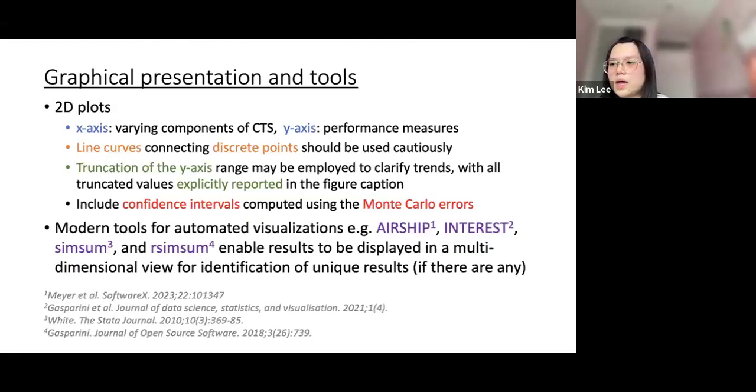For investigations that examine many varying components, it can be hard to identify trends in the data. Modern tools have been proposed for automated visualizations, which may enable results to be displayed in a multi-dimensional view for identification of unique results. I myself have not used these modern tools, but I believe in either case, it will take several attempts to get the desirable plots or presentations.